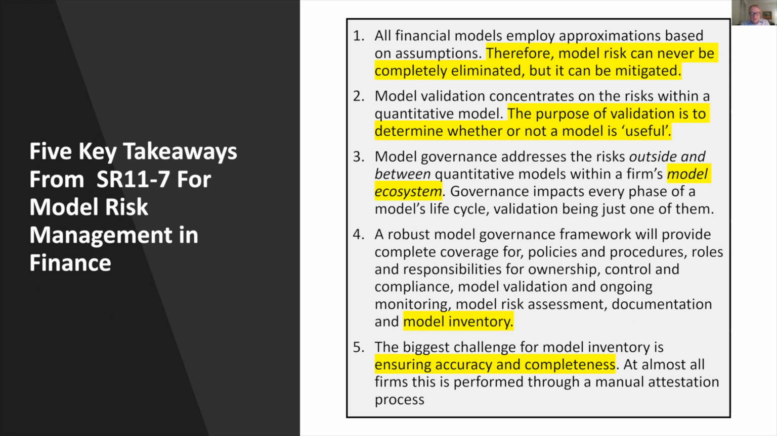So these are the 5 takeaways from SR 11-7 that I think are important for model risk management. The purpose of model validation is determined not by whether the model is right, but whether or not it is useful for the intended application. Model governance differs from model validation in the sense that it also addresses the risks outside and between quantitative models within a firm's entire model ecosystem. Governance impacts every phase of a model's life cycle, and validation is one central phase of that life cycle. Critical, but it's only one part of it. Governance is an umbrella over all aspects of the model life cycle.